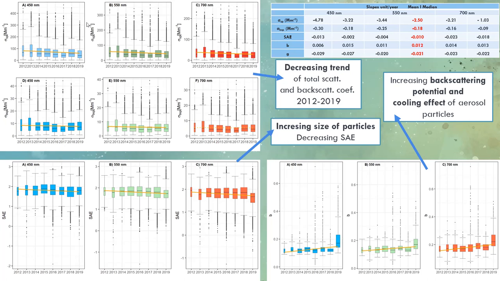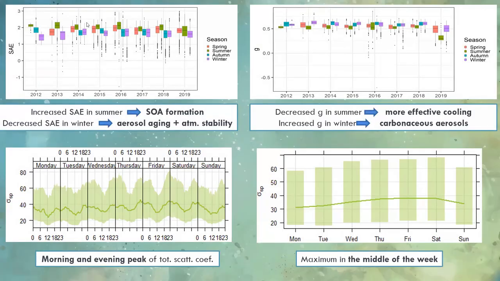It means that the size of particles is increasing from 2012 to 2019 at our observatory. And the last graph, backscattering ratio, is increasing, suggesting increasing backscattering potential and a bigger cooling effect by aerosols in Košice.